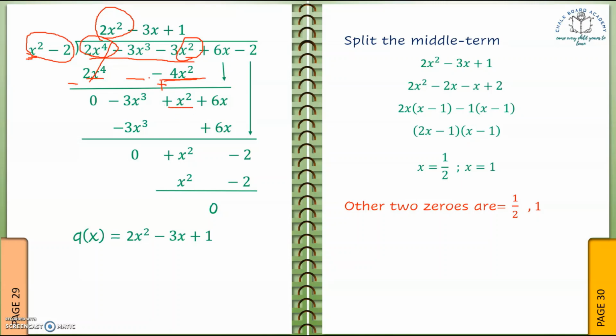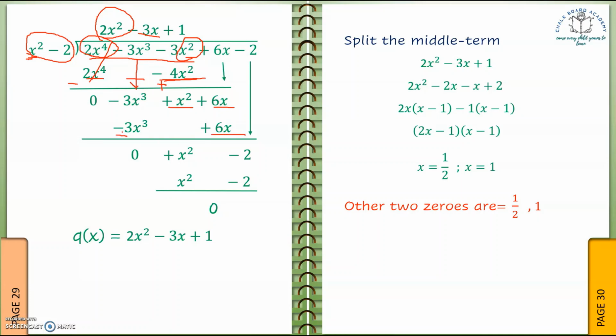Now moving forward, we have minus 3x cube left out. So we are taking it down. Now we have this minus 3x cube here, and then we have taken this 6x also here. Now we are multiplying this x square by such a number that it becomes minus 3x cube. So we have multiplied x square by minus 3x, and we get minus 3x cube. And when we multiply minus 2 by minus 3x, we get plus 6x.